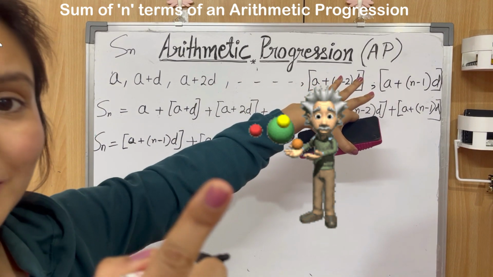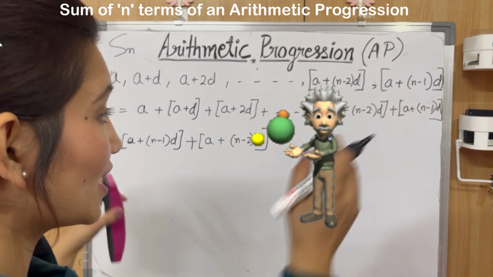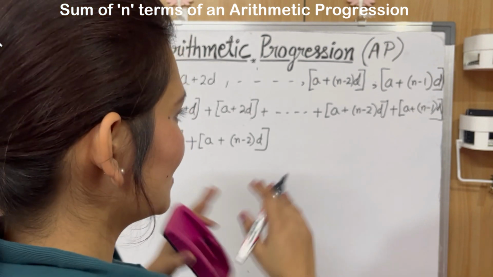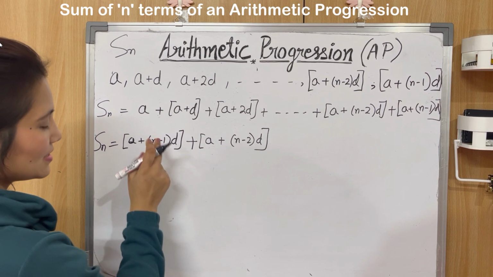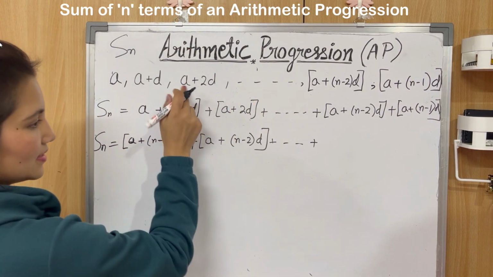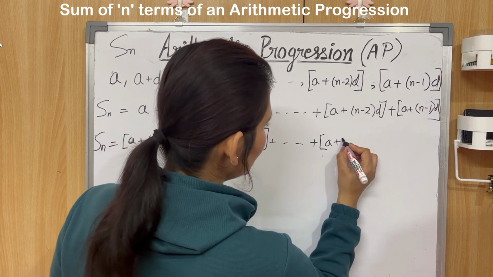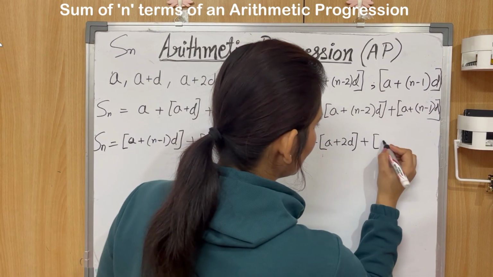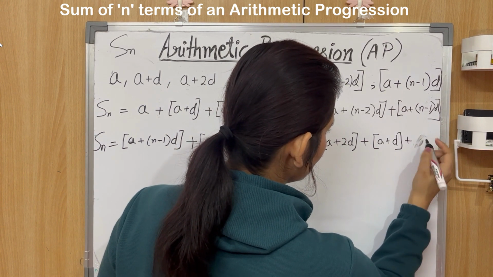The derivation of this formula is not important. This is only for those knowledge hungry students. If you get it, you get it. If you don't get it, no worries. Just remember the formula that I'll be telling at the end of this derivation. So this is the last term, second last term, and so on. Then this third term, A plus 2D. Then the second term, A plus D, and the first term is A.